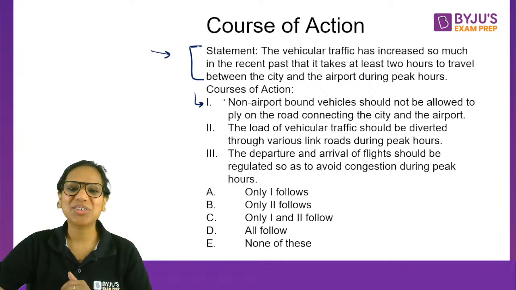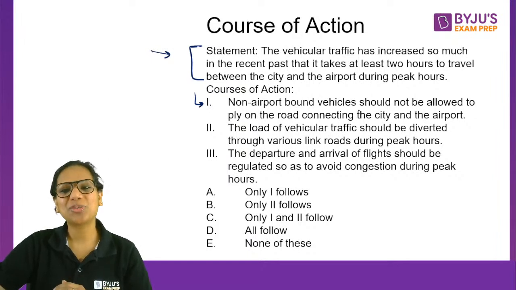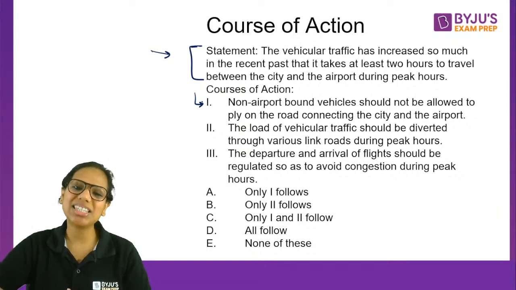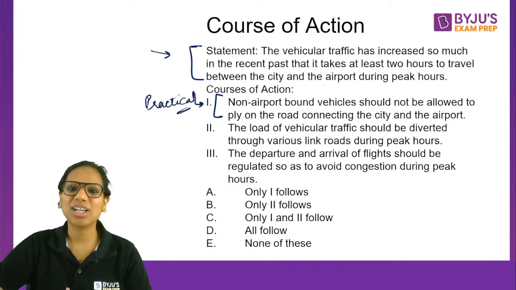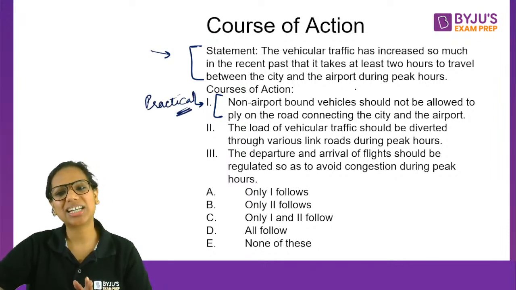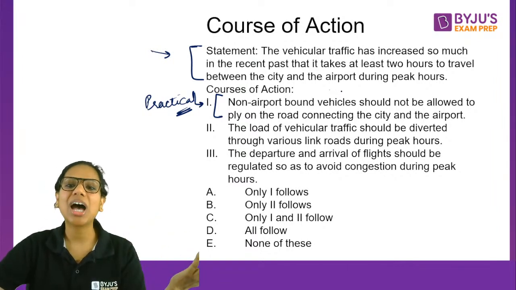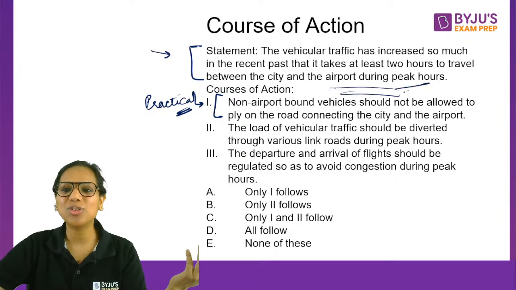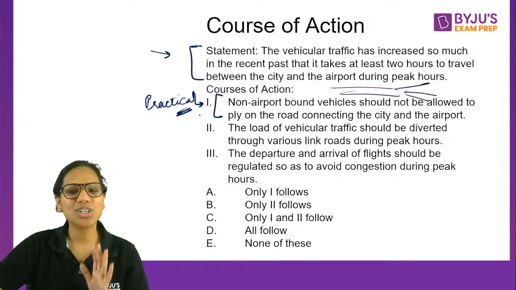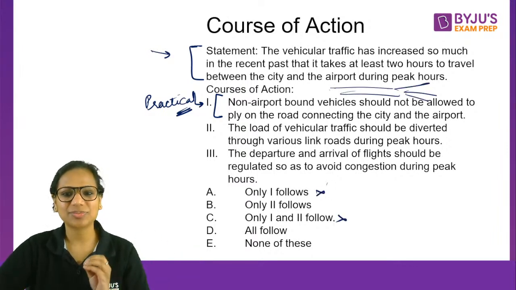Now, course of action. First says non-airport bound vehicles should not be allowed. Is this a practical course of action? You are saying that on this road connecting the city and the airport, no vehicle that is not going to the airport should travel. How is this possible? Because it might be going somewhere else also, no? So first is not at all practical.